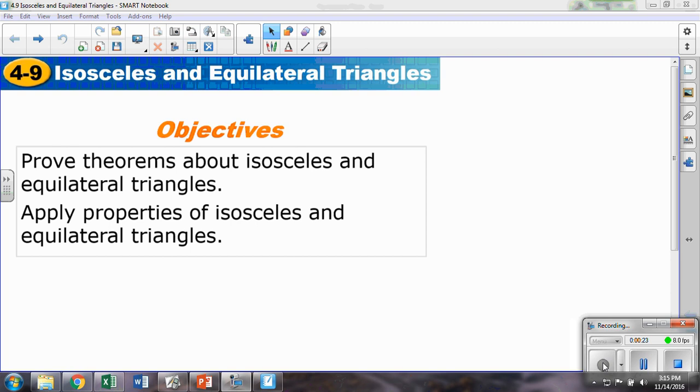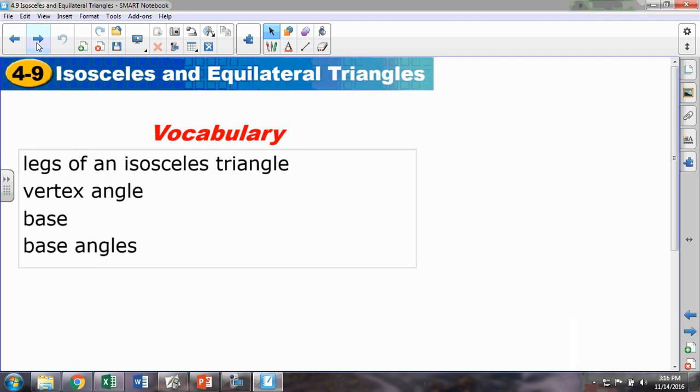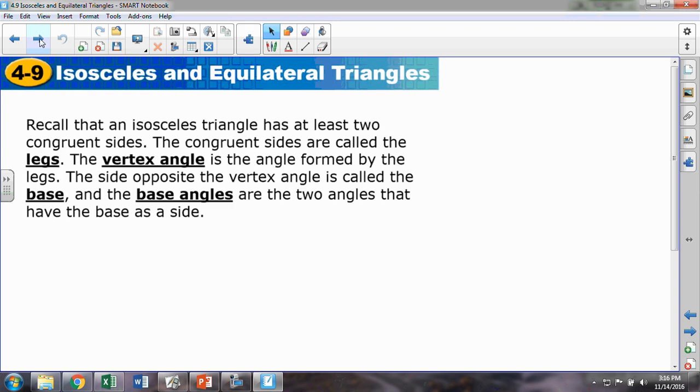However, we do have one proof at the end that's a bit of a challenge, and the proofs are, of course, the piece that we really care about because we're in our proof and explanation unit. Our objective then is to be able to prove a theorem about equilateral and isosceles triangles, as well as applying the properties to solve some problems. Basic vocabulary that you should be familiar with: legs of an isosceles triangle, vertex angle, base, and base angle.